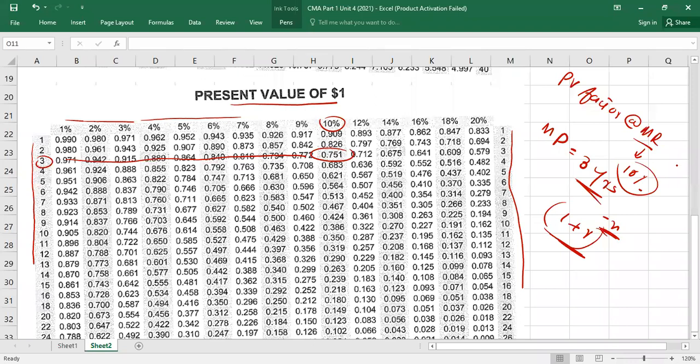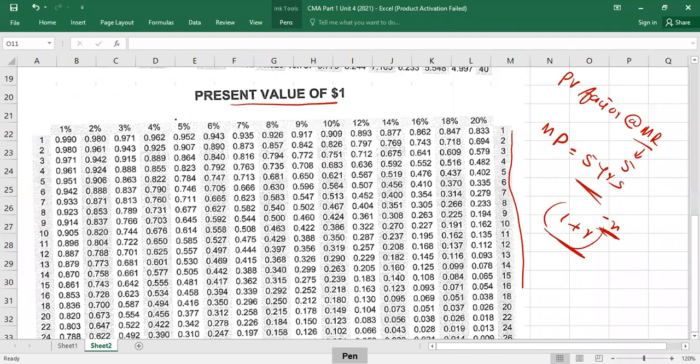If your market rate is 5% and the maturity period is 5 years, what do you have to do? You have to go to 5% first. Where is the 5% here? The maturity period is 5 years. Which value will you pick?